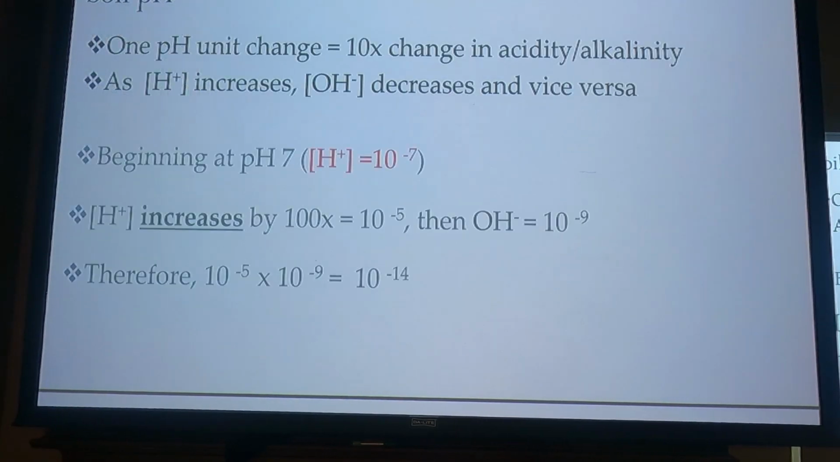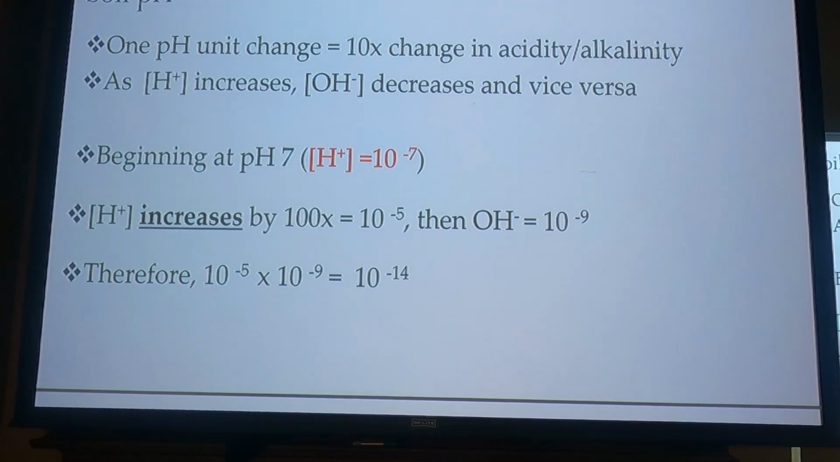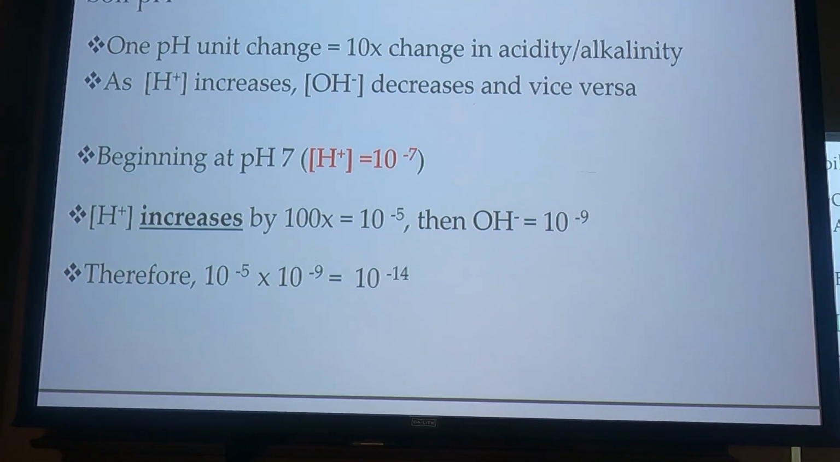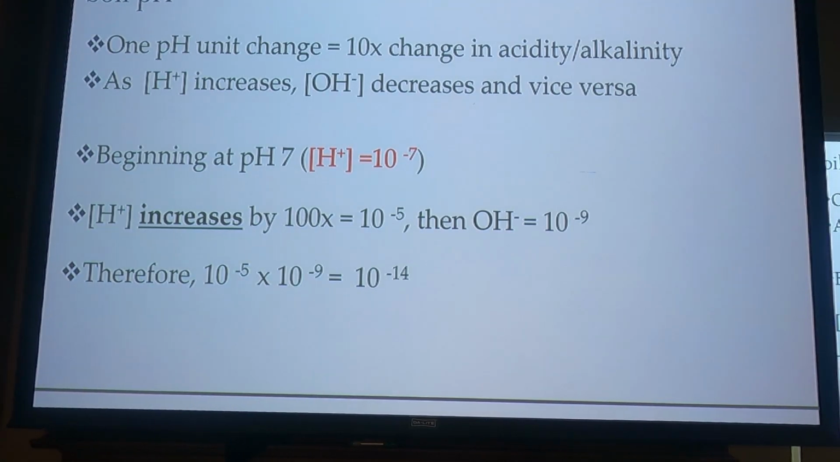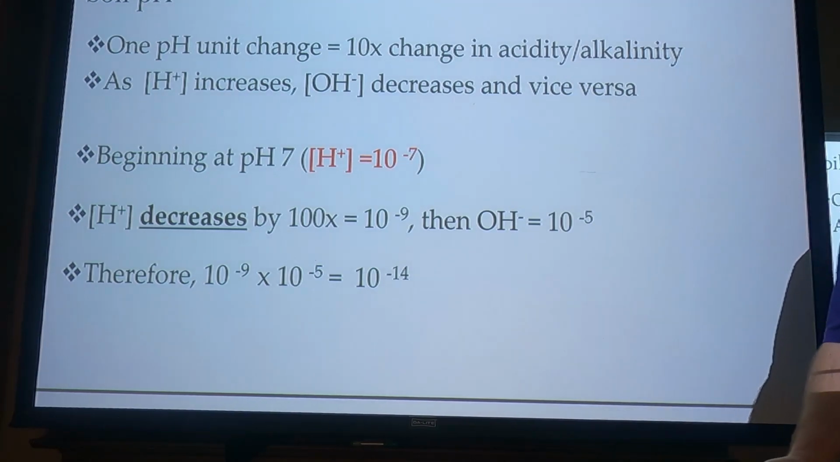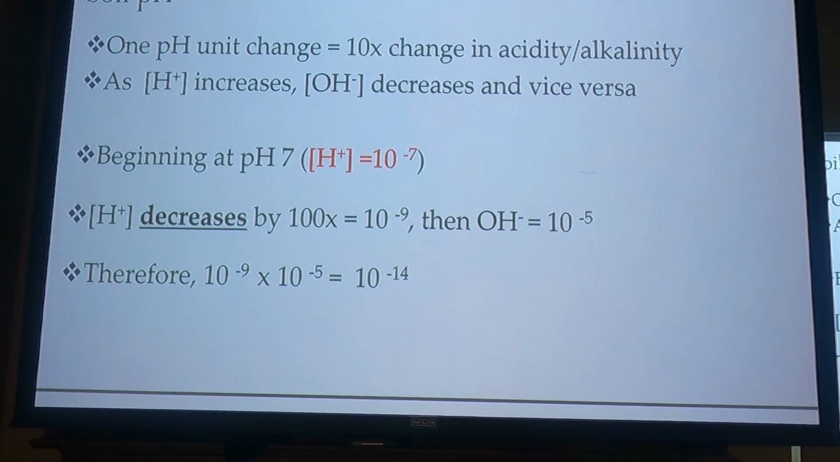So a change of 2 to increase the acidity from pH 7, which is neutral, to pH 5, which is acidic, then we would have a 100 times change in the hydrogen concentration. Also, if we were going from a pH 7 to a pH 9, that would also be a 100 times change.